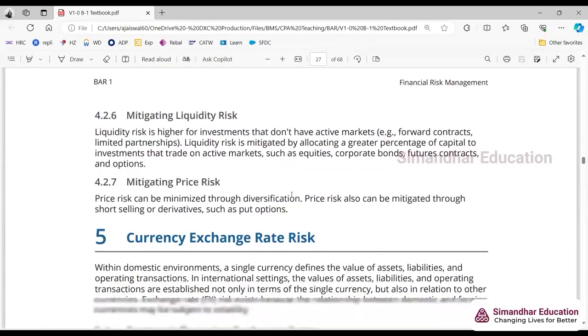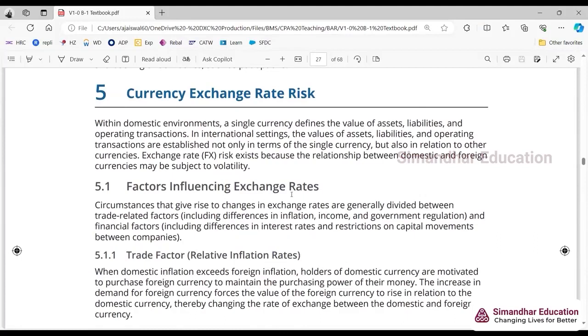Currency exchange rate risk, or it is called FX, Forex, right? Forex becomes a little bit tricky. Why does Forex become a little bit tricky? Because in case of Forex, you need to deal with multiple currencies, multiple countries, and how the quote is given also matters. So what exactly it is, let us try to understand.